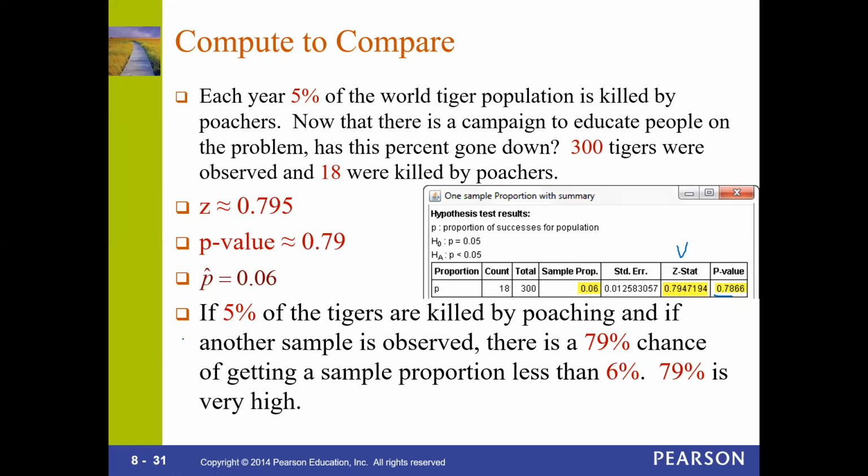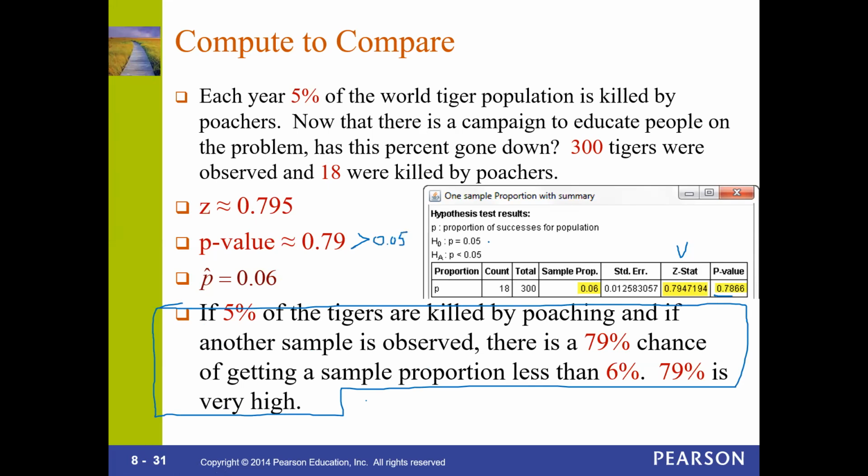79% is very high. I don't really like the wording this book is using. I like the wording they use in the court. You can just say, because if you compare this one, the p-value is greater than alpha. That means we have no evidence, that means do not reject HO. That's why I say e-learning class. Okay, do not reject HO.